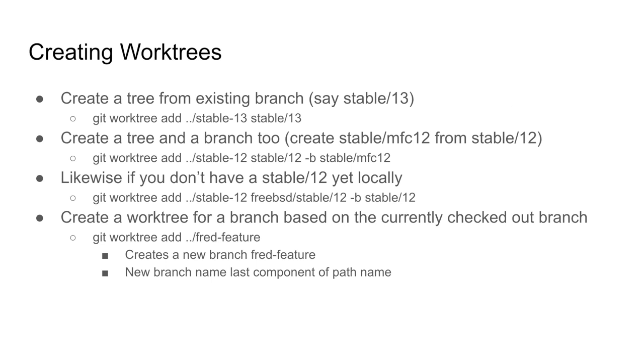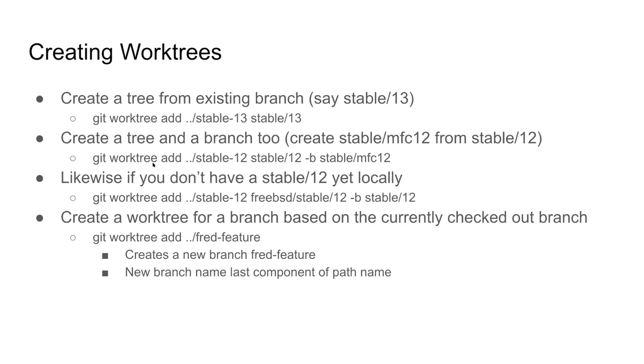The git work tree command has an add subcommand. And there's a variety of ways to create work trees. It's a very rich command, so I thought I'd go over a few. Let's say you have an existing branch. You've checked out stable 13 before, and you want to create a work tree called stable 13. This will allow you to do that. The first bullet point here, git work tree add, you give it a path name and then the branch name that you want to create, and for that, this branch has to already exist.